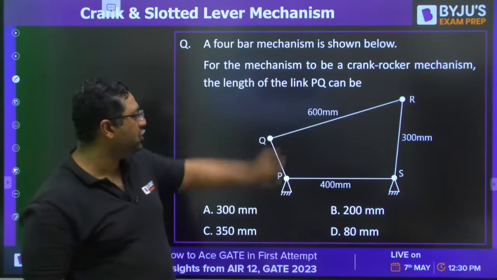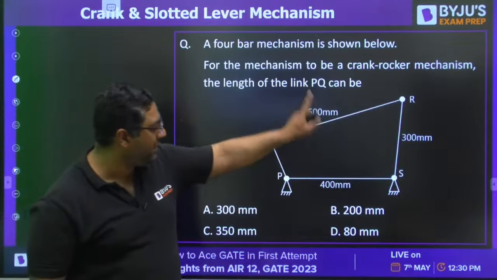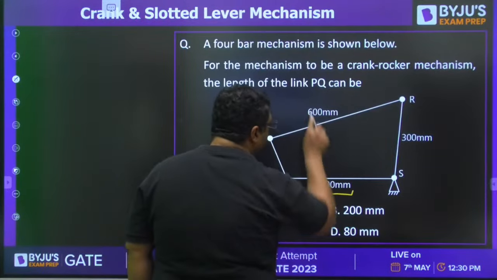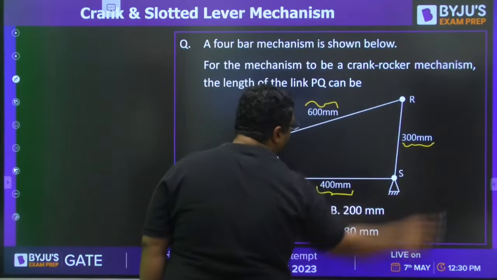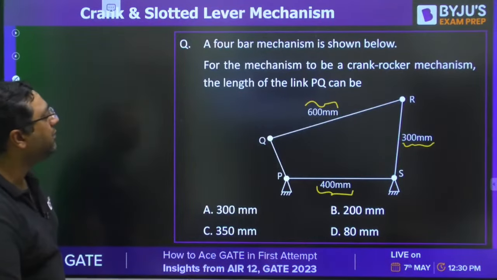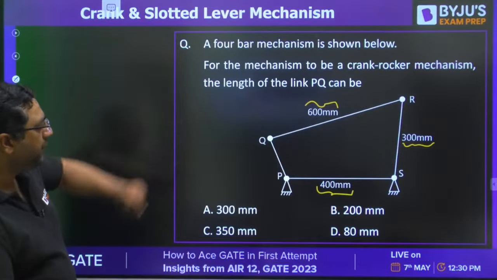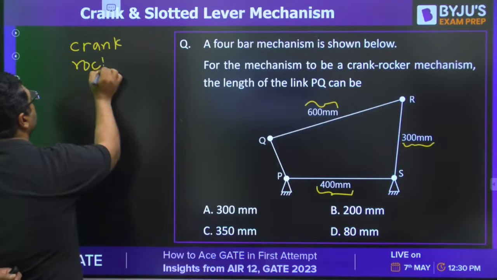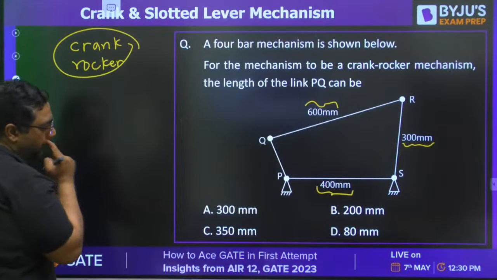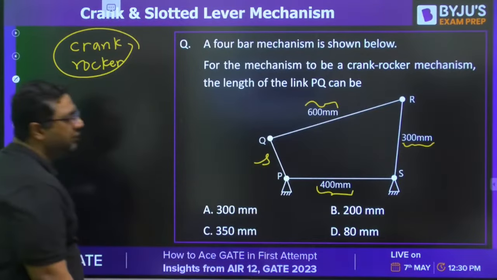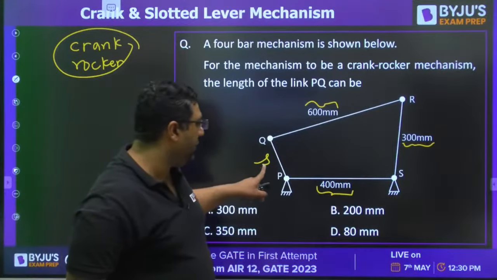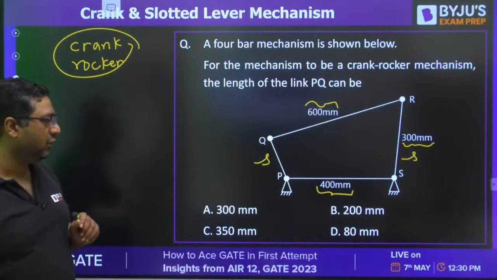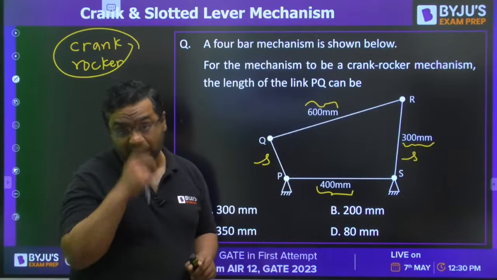A 4-bar mechanism is shown in the figure. PQ, QR, RS and SP. This is 400 mm, 600 mm, 300 mm. They are saying that for the mechanism to be crank rocker, what should the length of PQ be? This will be crank rocker if this is the shortest link. It should be either this or this that is shortest. One out of these two should be shortest. But at the same time, the law must be satisfied.